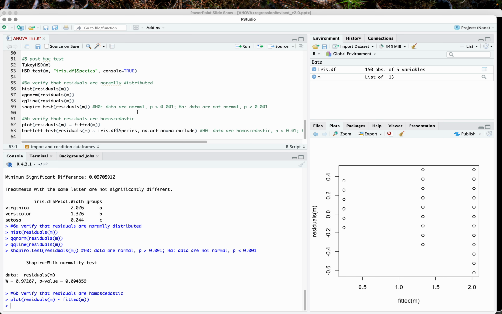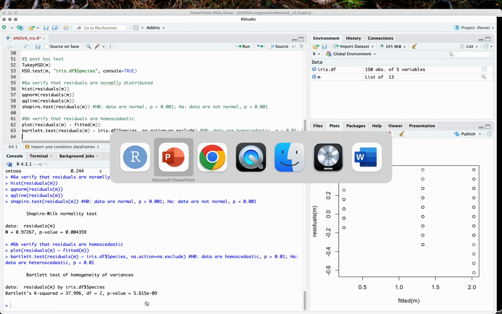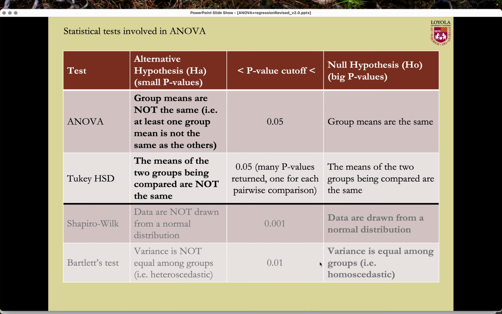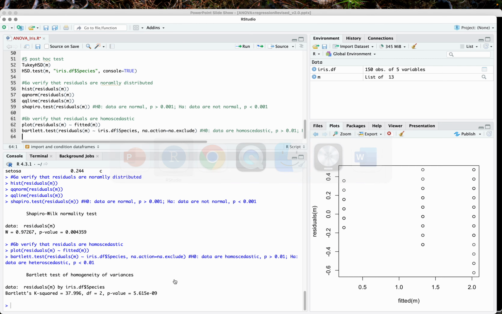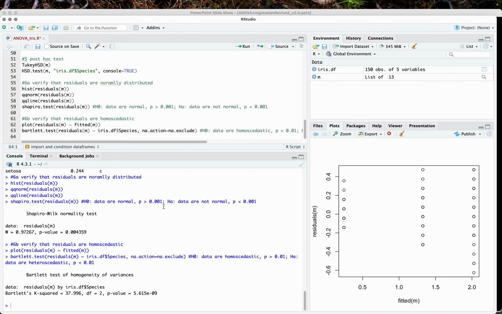So the Bartlett test will give us a statistical approach to that. It's super small. And in Bartlett's test, the null is that the variance is equal among groups. That is homoscedastic. And we're way smaller than 0.01, so we have to go with the alternative. So I would consider that a rejecting of the null hypothesis that variance is equal and accepting the alternative for the Bartlett, which is variance is not equal.